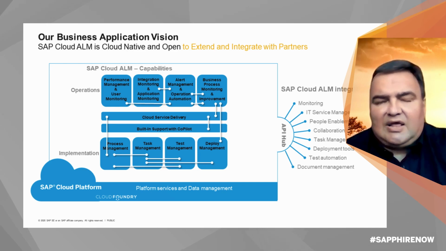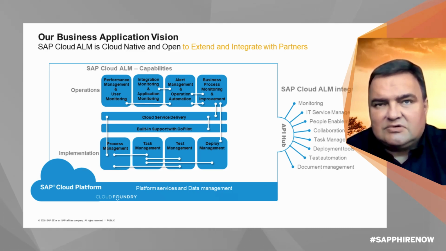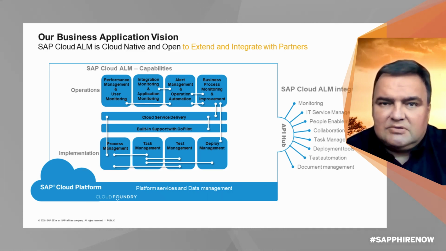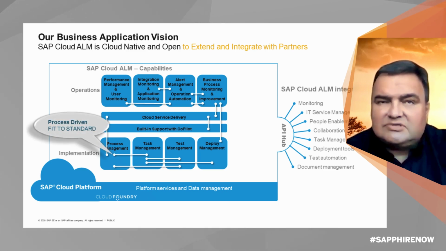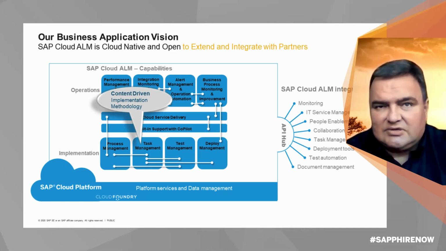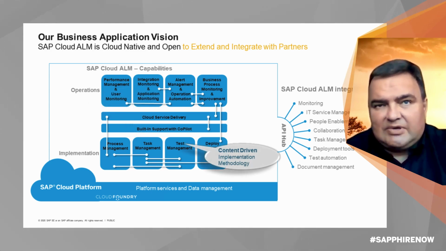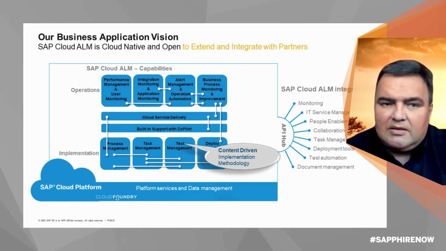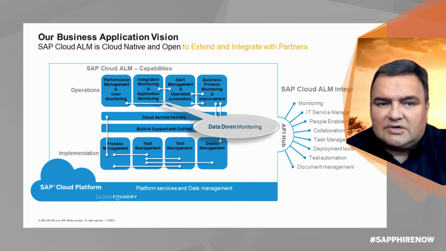What is this Cloud ALM? What do we speak about when we speak about a new cloud-native and open solution for cloud application lifecycle management? Application lifecycle management starts with the implementation of your solution in the Intelligent Suite, with the process management, which is clearly driven by the fit-to-standard approach, with the task management, where content is driven based on our implementation methodology, so it comes with rich content, or with the test management, which is also based on our implementation methodology. And clearly, it's data-driven, out of your data, out of your system environment, for all the monitoring.